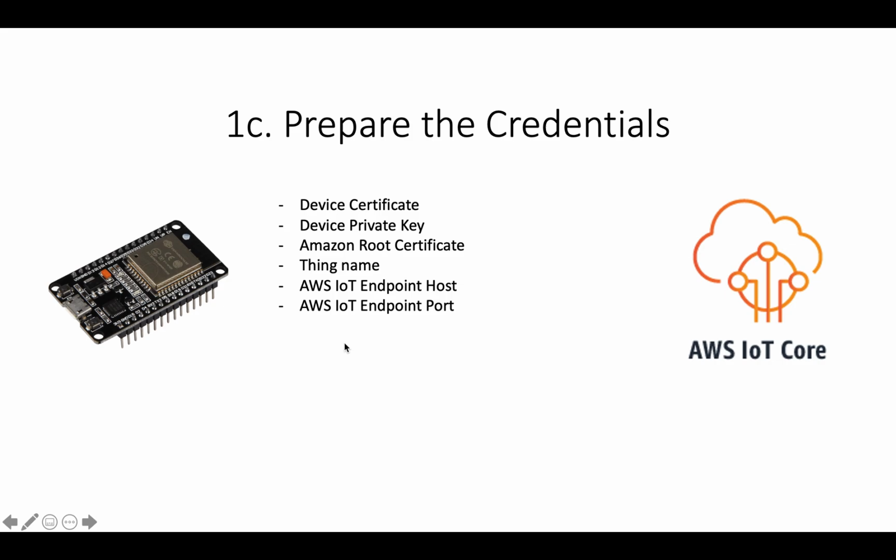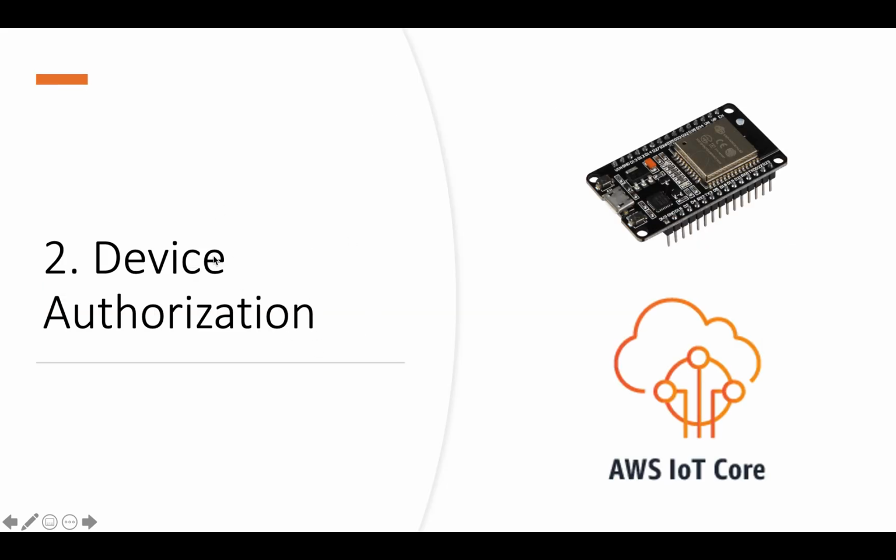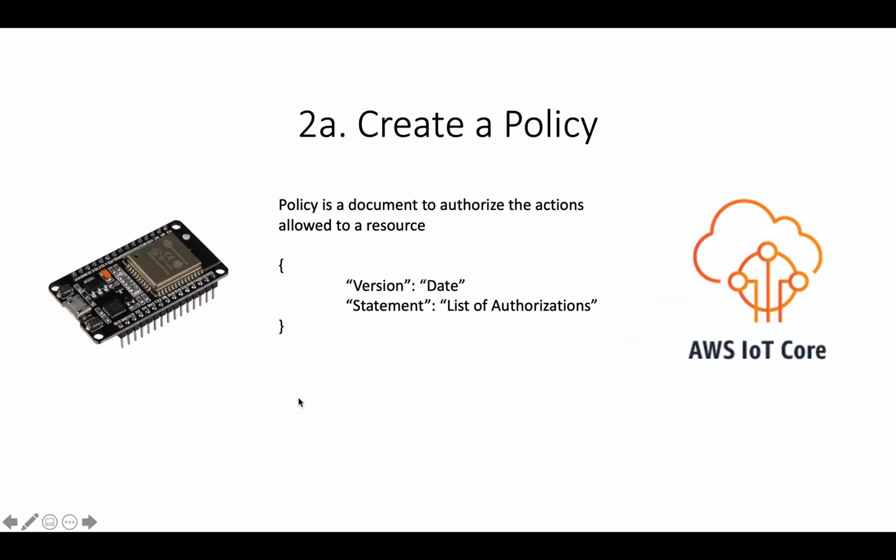Now that we have all this information, let's look into the device authorization. So what is device authorization? We have successfully created the credentials that need to be there in the ESP32, but now we also need to figure out the authorization. Does it have the authorization to connect to AWS IoT Core? Does it have the permissions to read, write, as in subscribe, publish? All these things we will need to configure one by one.